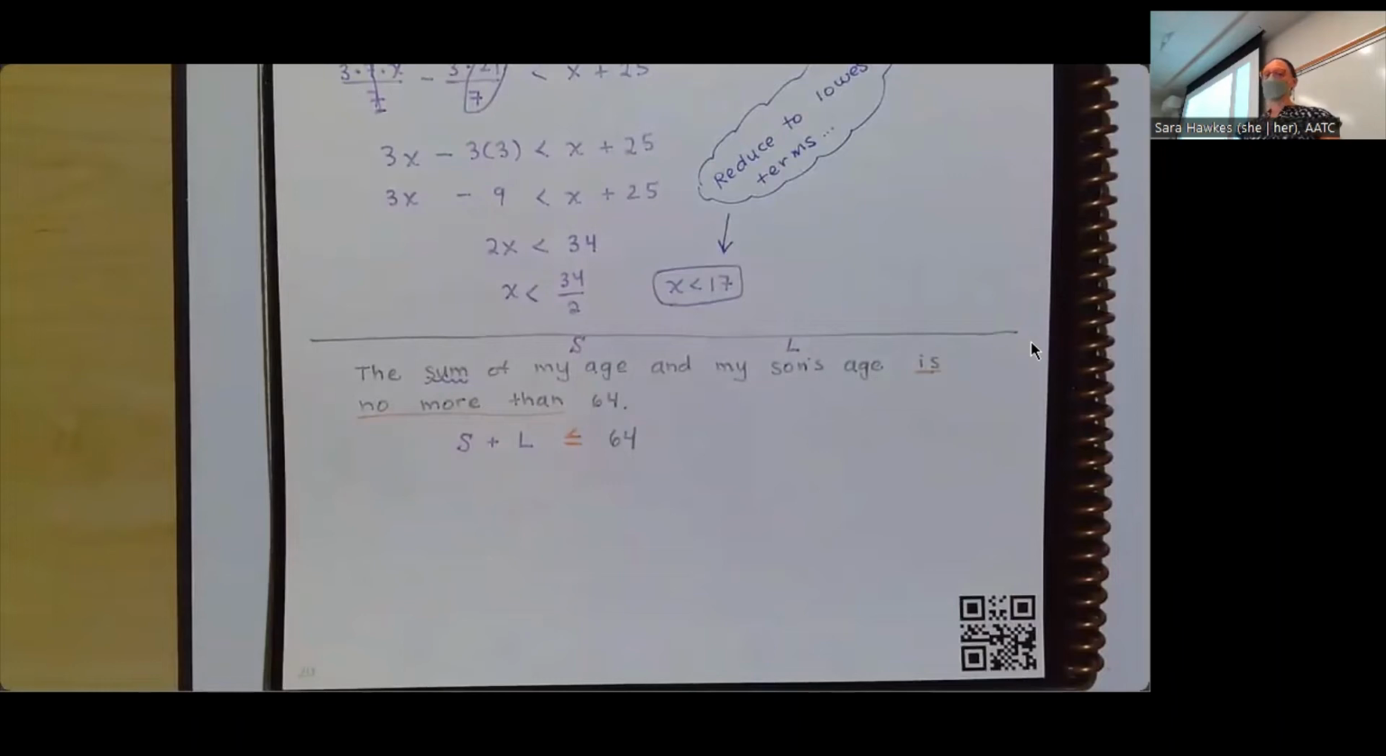Typically, a word problem is not going to say the or equal to part. The word problem is going to use words and phrases to convey the or equal to part. Now, if I kept going with the sentence and I said like the sum of my age and my son's age is no more than 64.